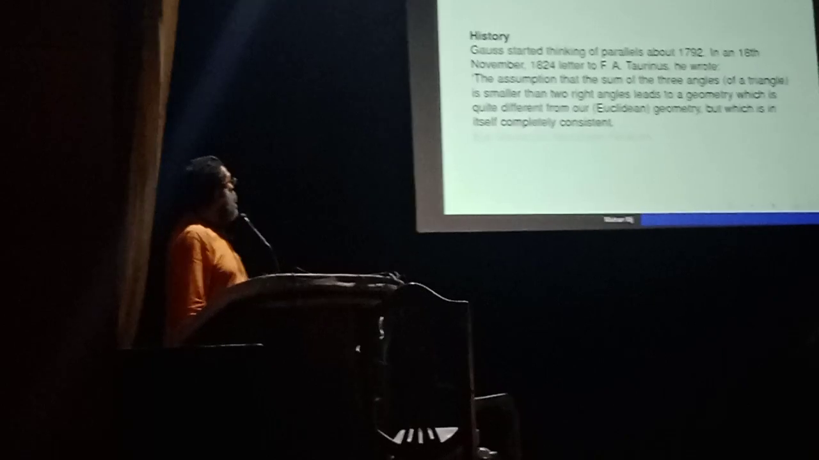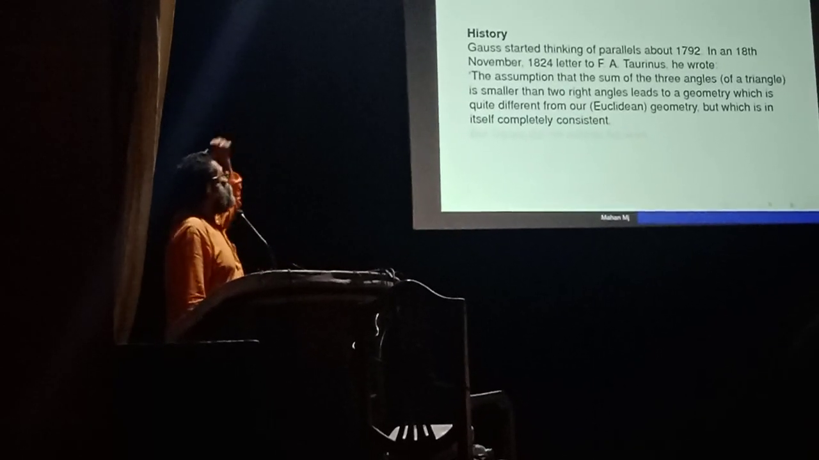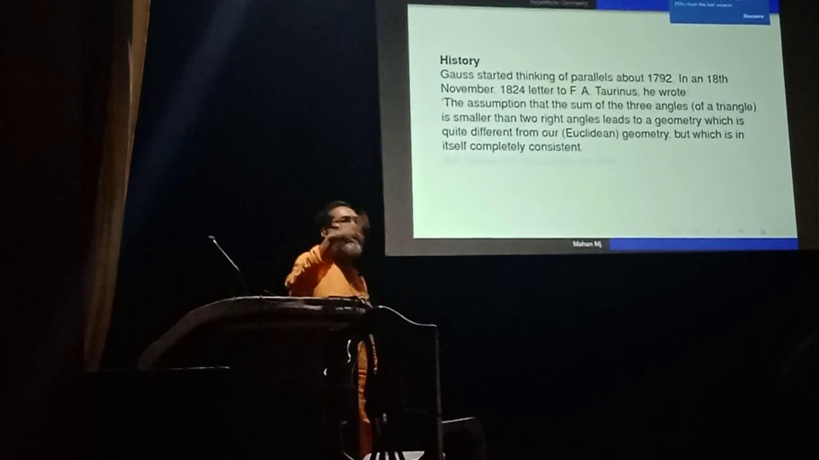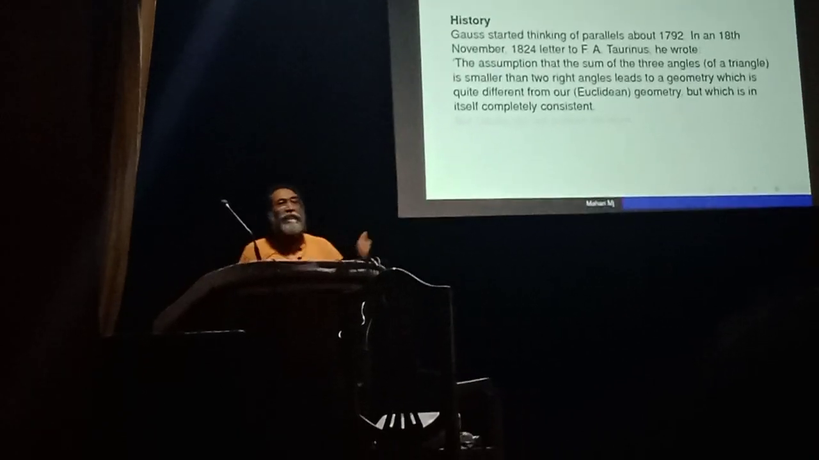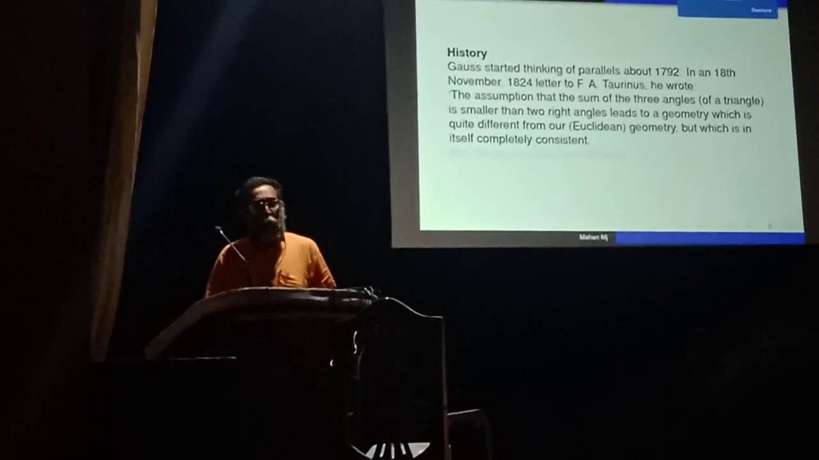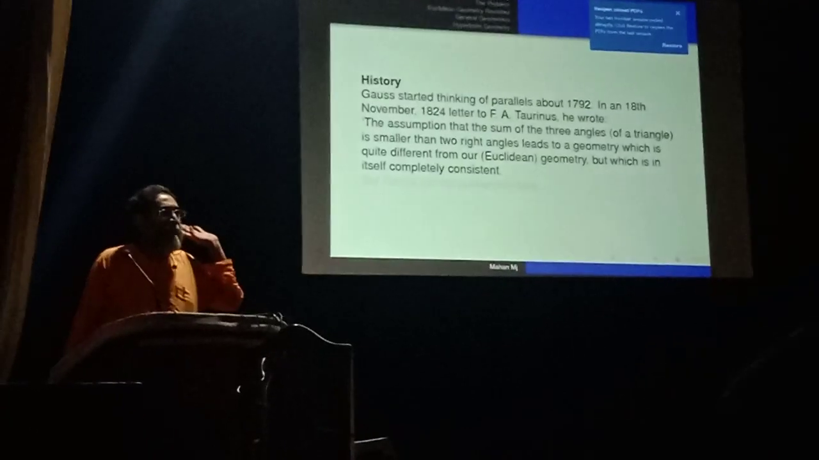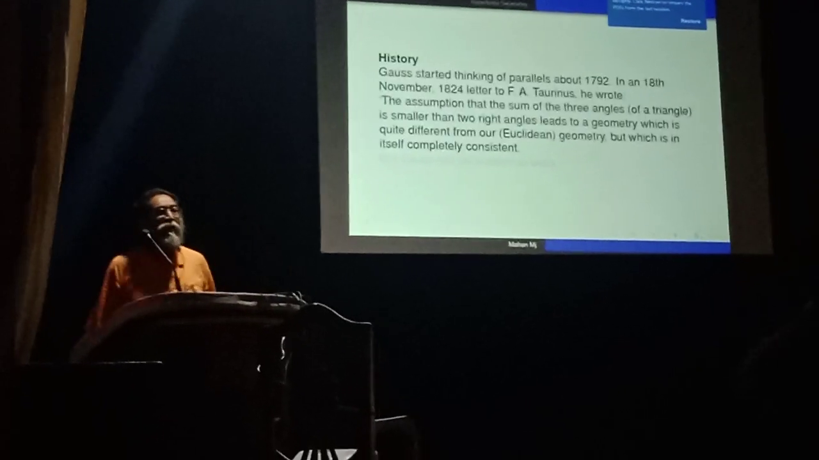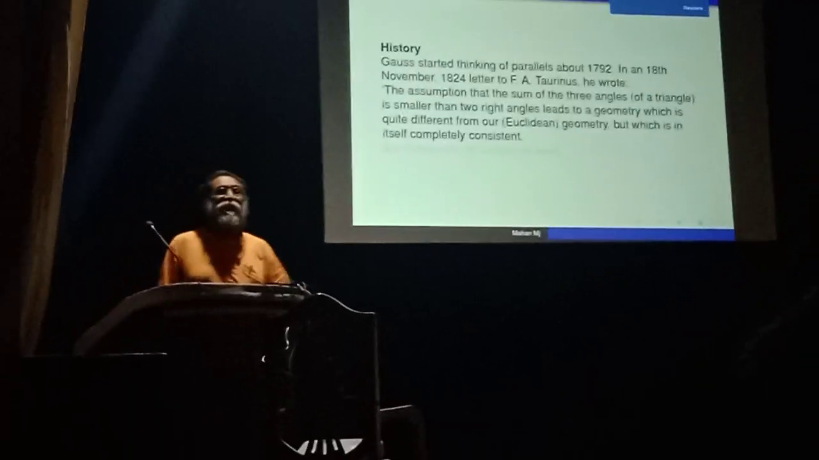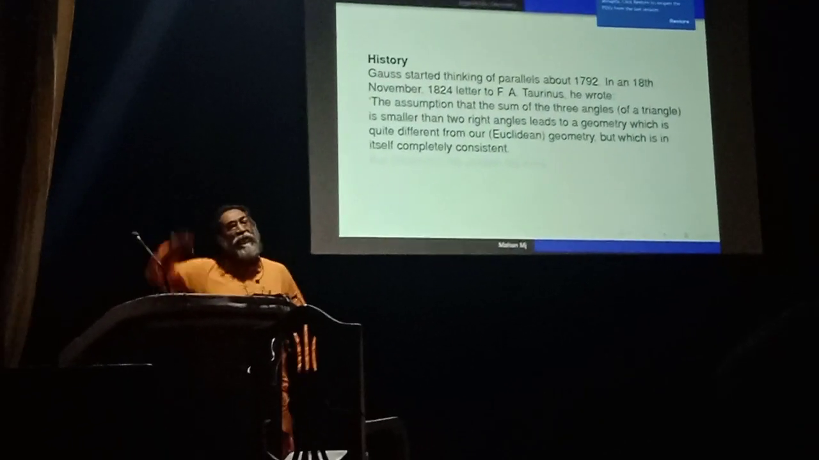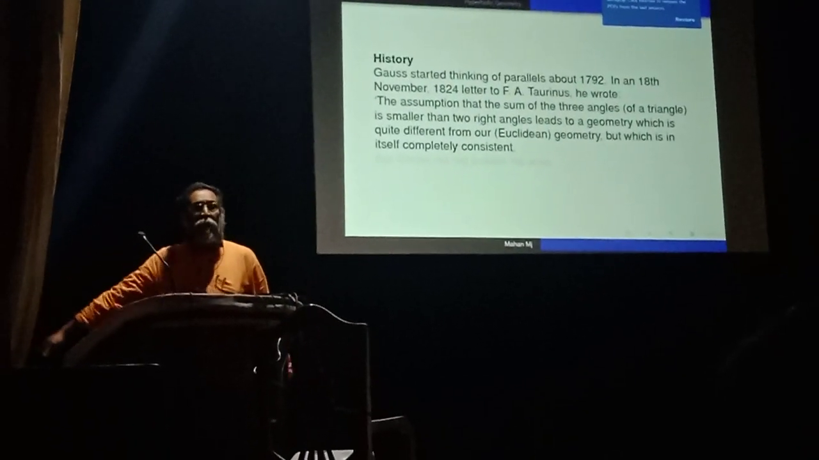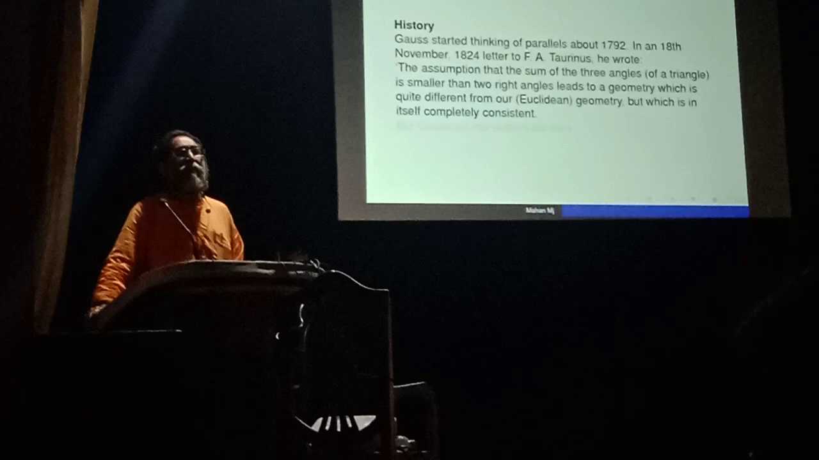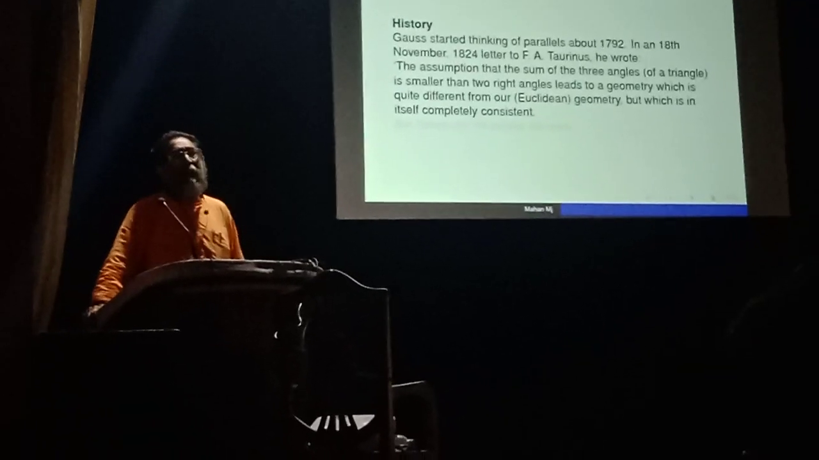So basically, Gauss's formulation of the fifth postulate is this, that the sum of the angles of a triangle is 180 degrees. So when he says that I found a geometry which is consistent, a geometry means the first four axioms of Euclid that we talked about, and that the sum of the angles of the triangle is less than 180 degrees, what he is basically saying is that I found a geometry which satisfies the first four axioms, but does not satisfy the fifth axiom, does not satisfy the parallel postulate, does not satisfy that the sum of the angles of a triangle is 180 degrees.